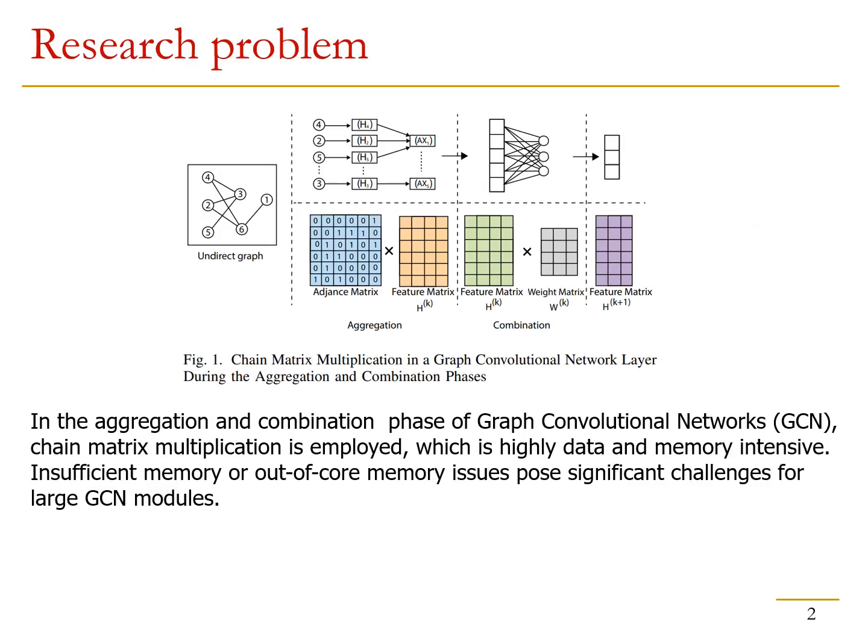Research problem. In the aggregation and combination phase of graph convolution networks, GCN, chain matrix multiplication is employed, which is highly data and memory intensive. Inefficient memory or out-of-core memory issues pose a significant challenge on large GCN models. This figure illustrates chain matrix multiplication within a graph convolution network during both aggregation and combination phases.